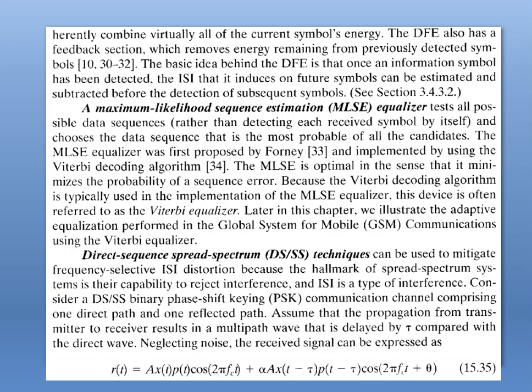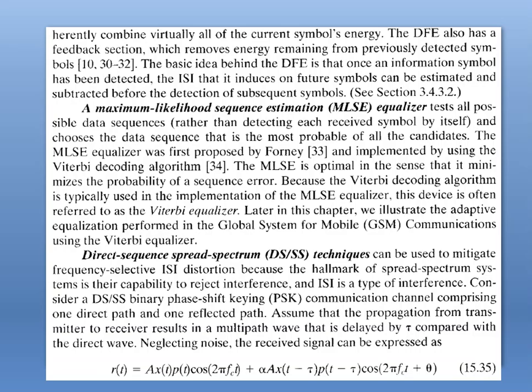And category number 3, the direct sequence spread spectrum technique. It also comes under mitigation with respect to frequency. It can be used to mitigate the frequency selective distortion because the hallmark of spread spectrum systems is the capability to reject interference, and ISI is a type of interference.